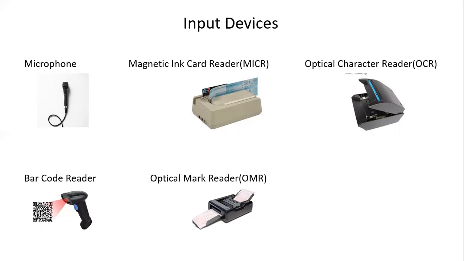The next is OCR. OCR is an input device used to read printed text. OCR scans the text optically character by character, converts them into a machine readable code, and stores the text in the system memory.